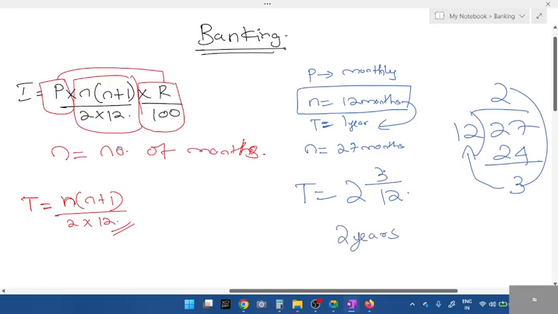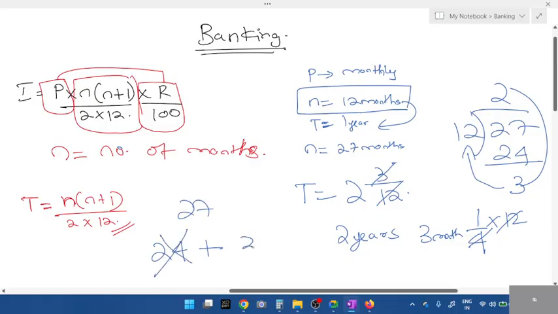What about 3 by 12? Reduce it, and you get 1 by 4. If you want to convert this 1 by 4 into months, again you multiply by 12. So you get 3 months. So 2 years, 3 months. This 27 has how many years? 2 years makes 24 months. If you remove 24 from 27, 3 months are left. You can even show the calculation like this.